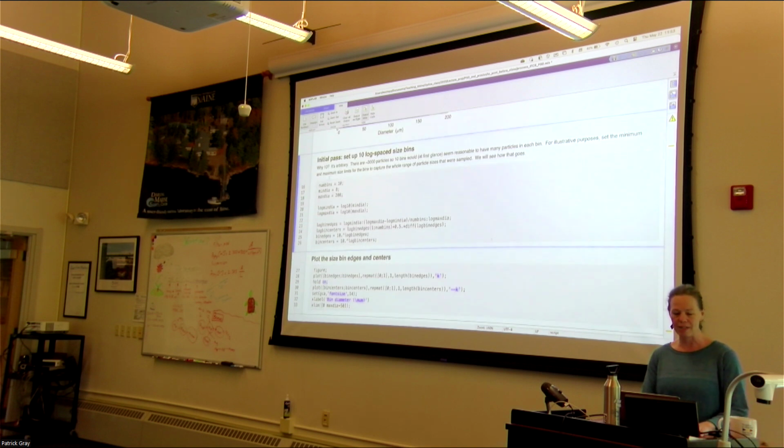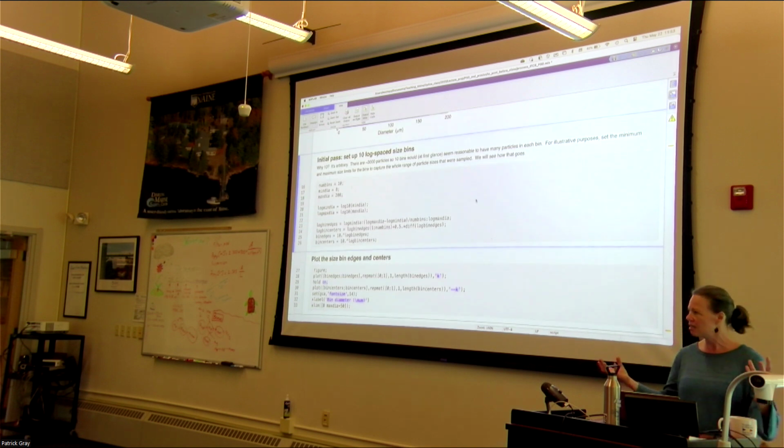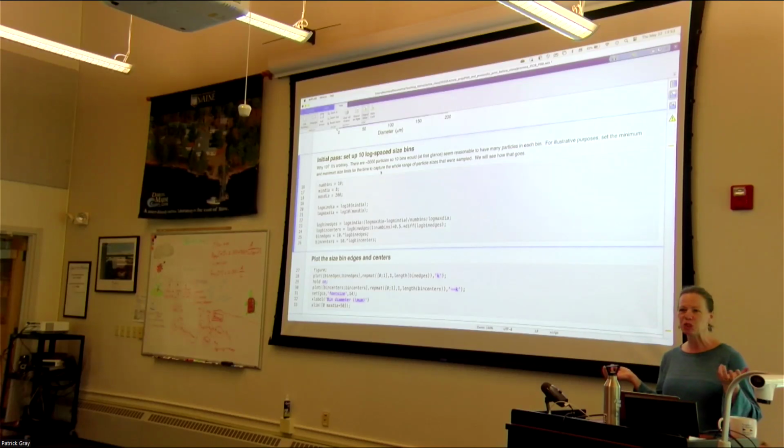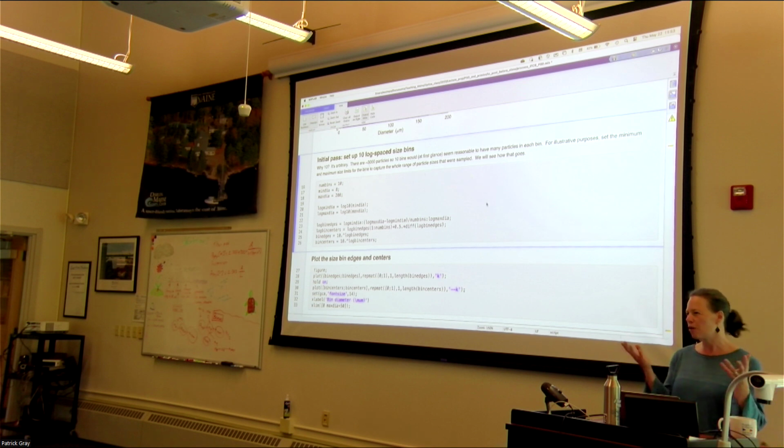I'm going to make an initial pass to bin these data and arbitrarily choose 10 bins. We may decide later that's not the right number of bins, but for now I'll start with 10. There are 3,000 particles, so 10 bins should, at first glance, give pretty good numbers in each one.